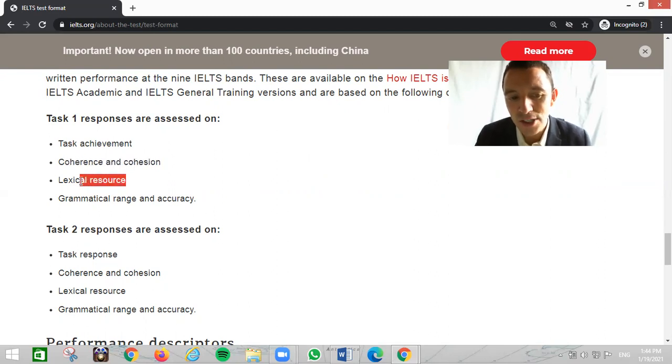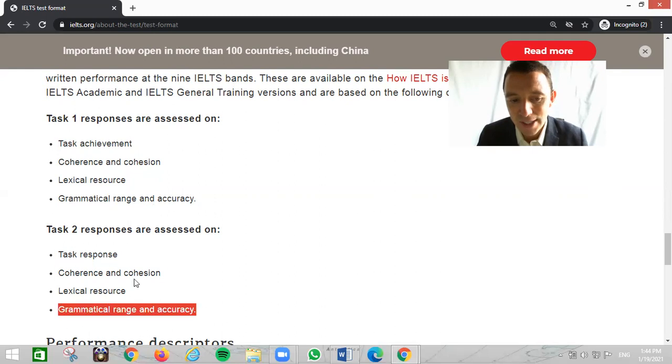Your lexical resource is related to your variety and your range of vocabulary. So the more advanced vocabulary you can use appropriately, the better. And the more proficient vocabulary you can use, the better. Okay. The range of your grammar and accuracy, again, similar to the lexical situation. You need a range of grammar. So if you can use the active, the conditionals, the perfect, frequently and comfortably with accuracy, that's much better for you. Okay. And similar with task 2.